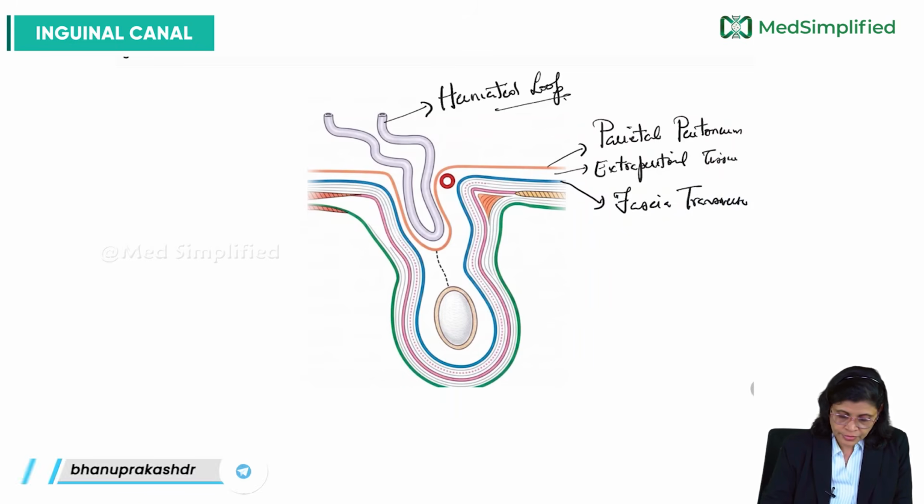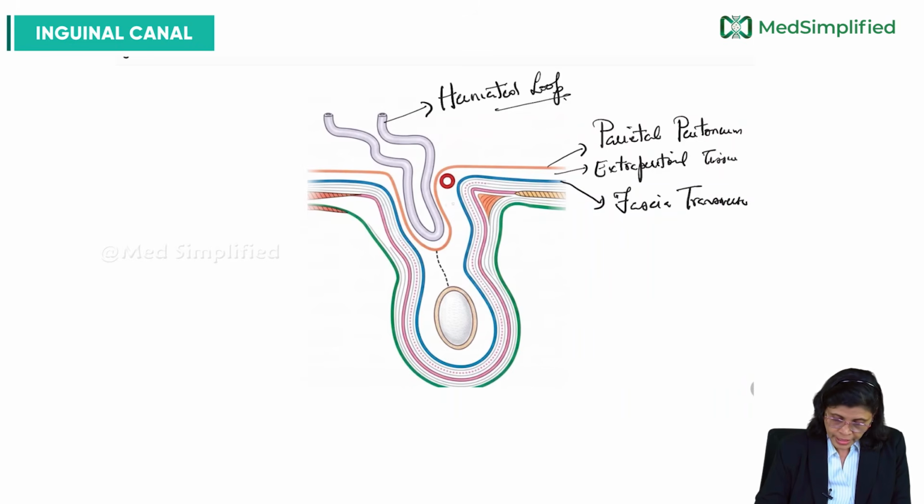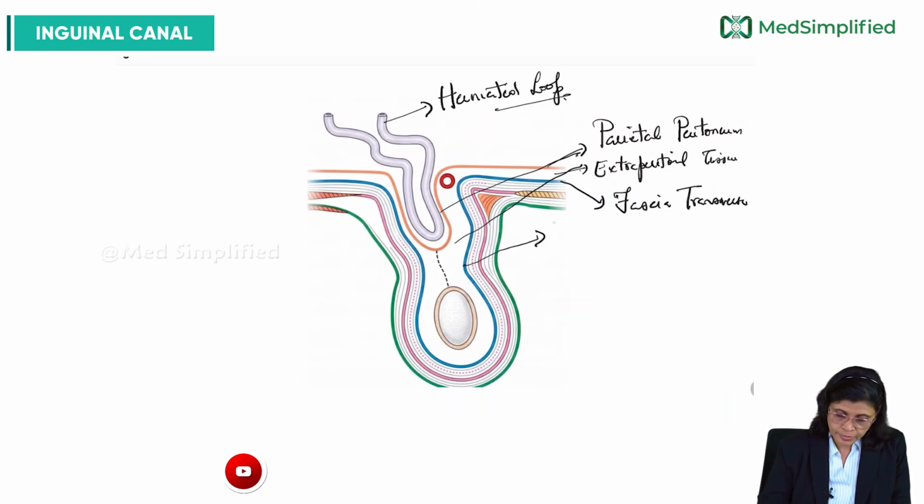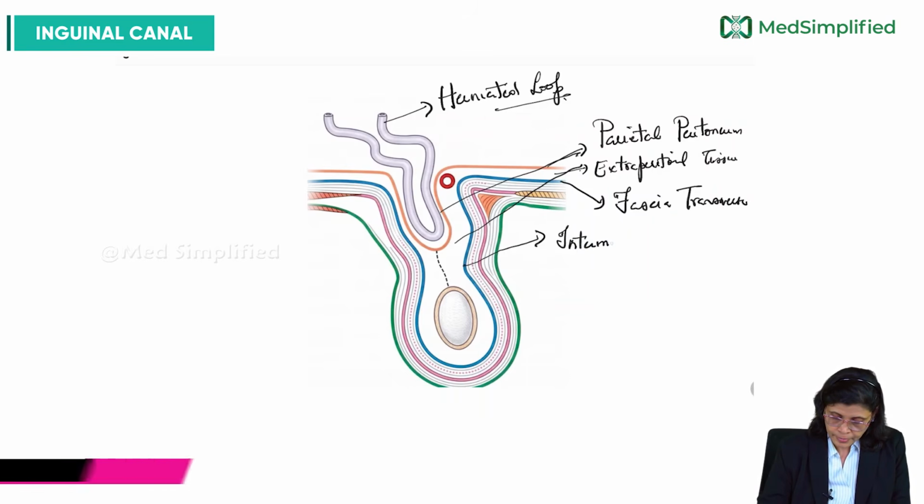Okay, so the fascia transversalis, you can see it is forming the internal spermatic fascia. Then after that, there is the extraperitoneal tissue. So if we go from here, we have the parietal peritoneum, then the extraperitoneal tissue, then the fascia transversalis, which will be forming the internal spermatic fascia.